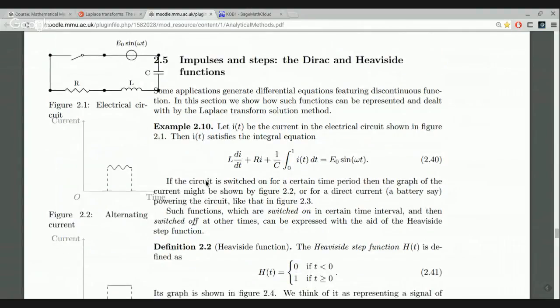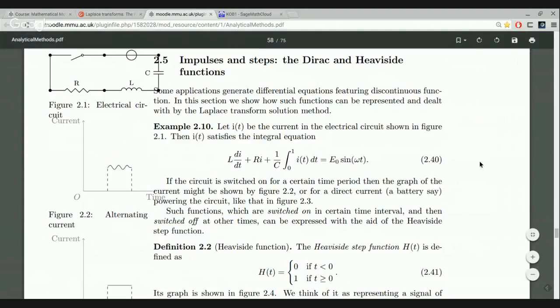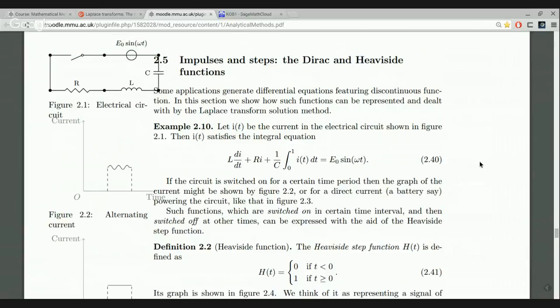So we're now going to widen out the scope of the enterprise by bringing in some more functions, which we mightn't have met before. We're going to do that now, and the two types of function we're going to talk about are the Dirac delta function and the Heaviside step function. These are just named after the two mathematicians or physicists who lend their names to these functions.